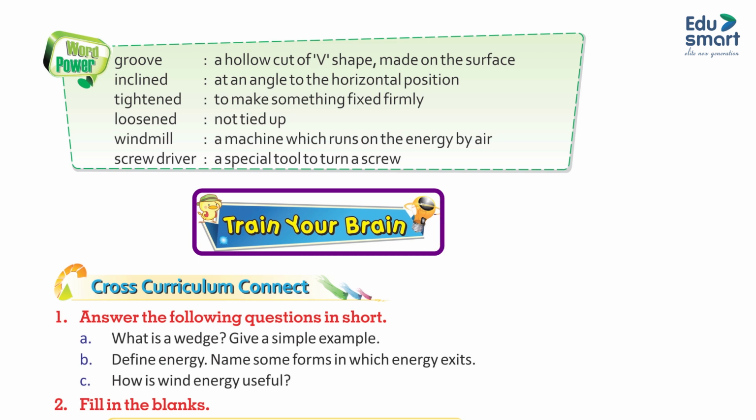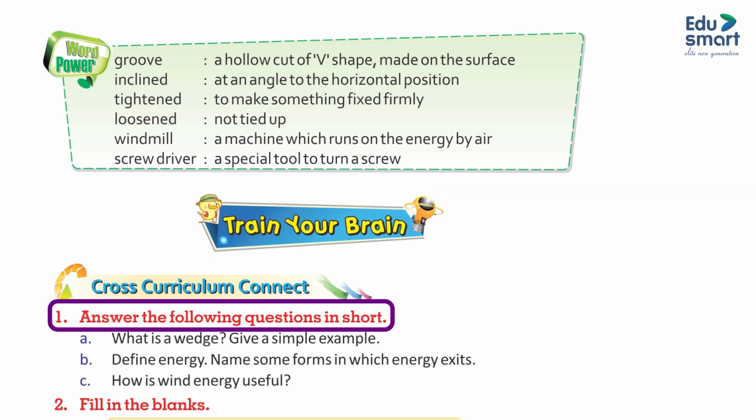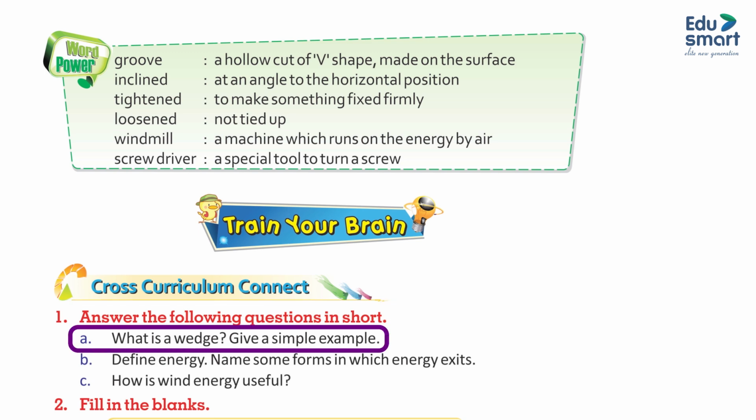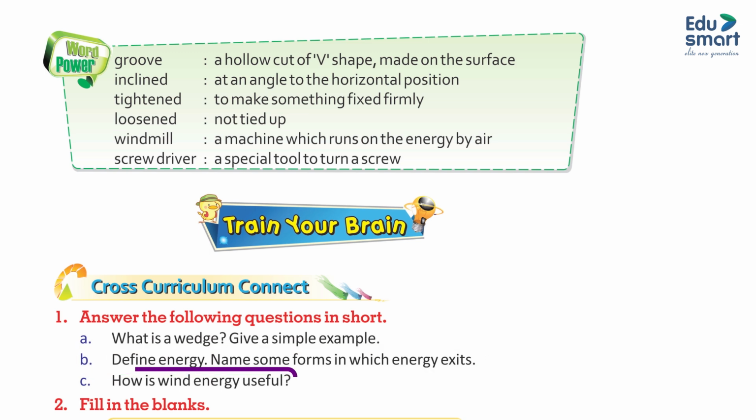Turn your brain. Cross curriculum connect. 1. Answer the following questions in short. A. What is a wedge? Give an example. B. Define energy. Name some forms in which energy exists. C. How is wind energy useful?